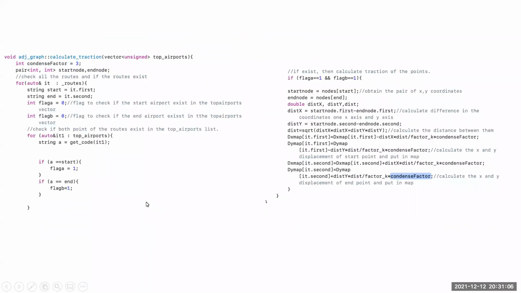The next function is the traction force. After thinking a lot, we decided that if there exists a route, a traction force will happen. We use a condensed factor to make the change more obvious. Then we go over all the routes and check if the two points of the route exist in the airport list. And then we subtract the distance between the points by changing the displacement in the dx and dy maps to illustrate that there is a traction force between these points.